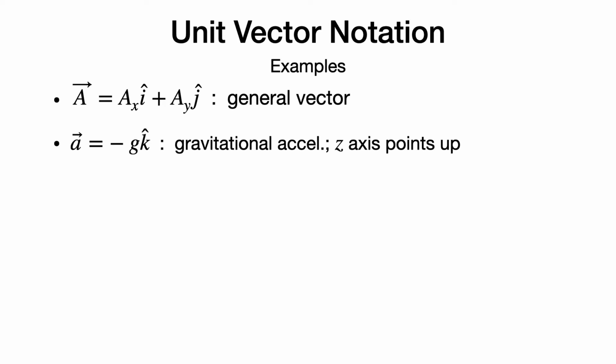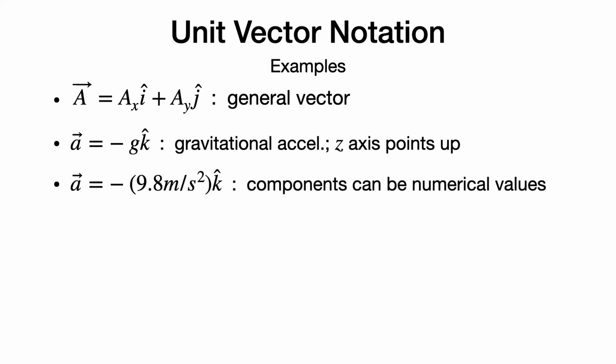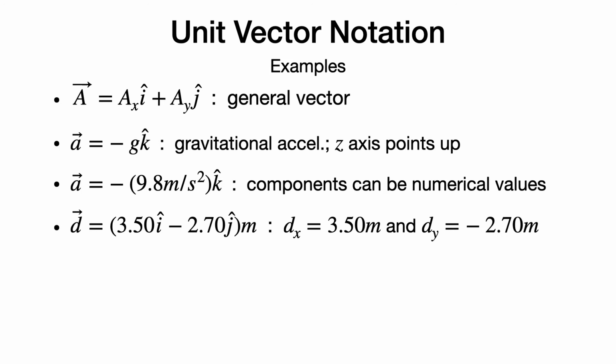Then the acceleration is going to be given by minus g times k hat. Or if we want to use actual numerical values, it would be minus 9.8 meters per second squared times our k hat unit vector. And we might consider a displacement in a combination of the x and y directions as 1.50 i hat minus 2.70 j hat times the meter unit, so that the x component of the displacement is 3.5 meters, and the y component of the displacement is minus 2.7 meters.